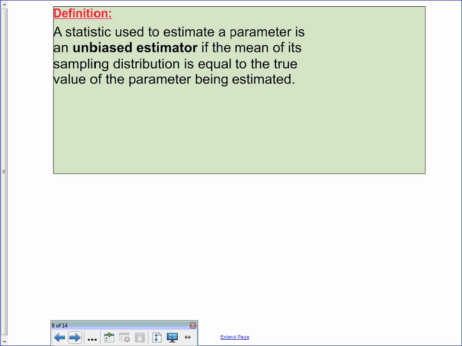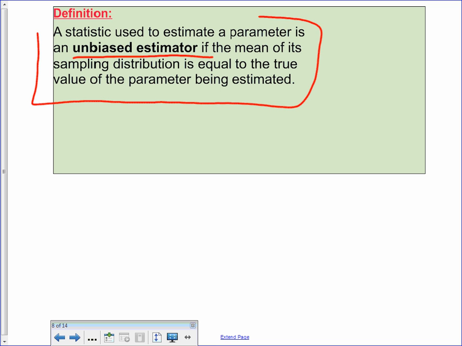So our first definition is an unbiased estimator. A statistic used to estimate a parameter is an unbiased estimator if the mean of its sampling distribution is equal to the true value of the parameter being estimated. Well, what does that mean?